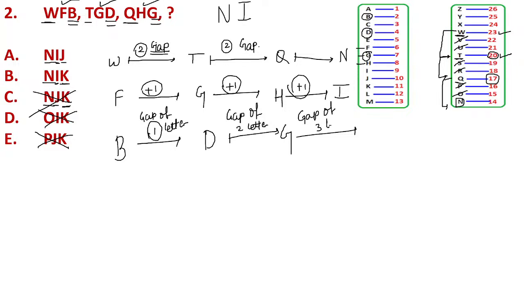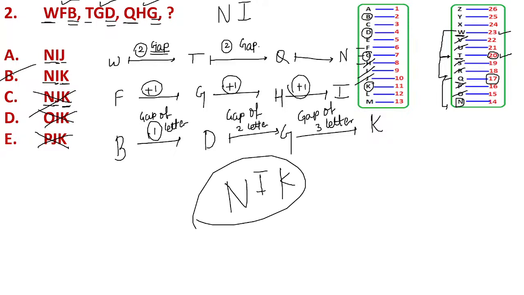Gap of 1 letter, gap of 2 letters and gap of 3 letters. So give a gap of 3 letters. H, I, J. I gave the gap of 3. I got K. So K is the correct answer. So N, I, K. Option number B is the correct answer for the given question. Is everyone clear with this? Not NIJ, Nik is the correct answer.